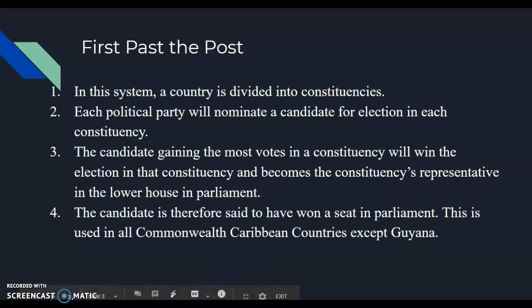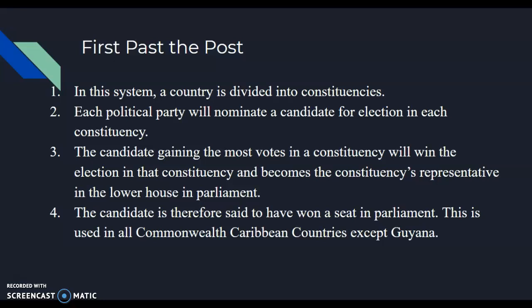Okay, let's begin with the first past the post system. It says, point 1, in this system, a country is divided into constituencies. This is one way of identifying whether or not a country is using first past the post or proportional. Once you see various constituencies, two or more constituencies, you know that it's a first past the post system.